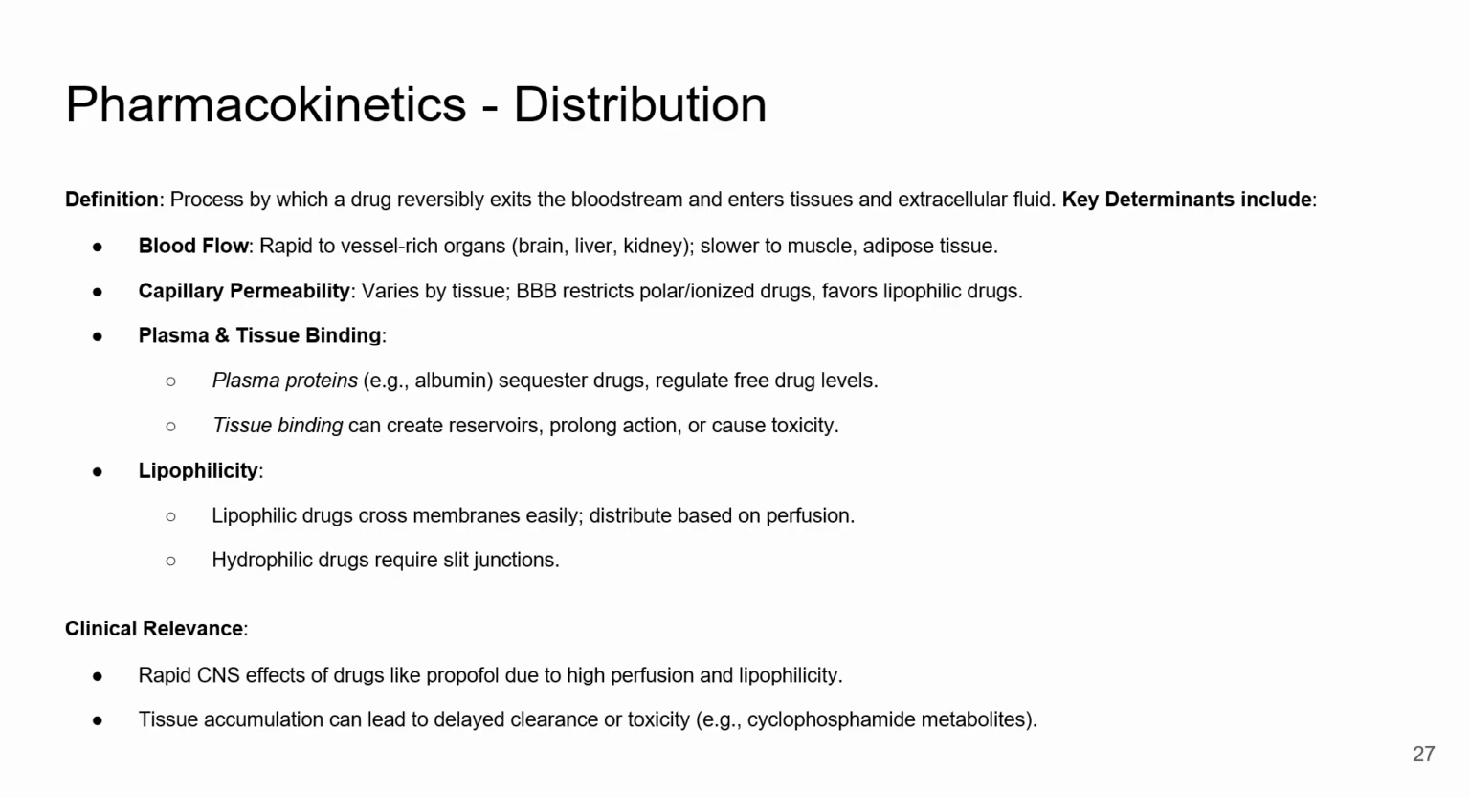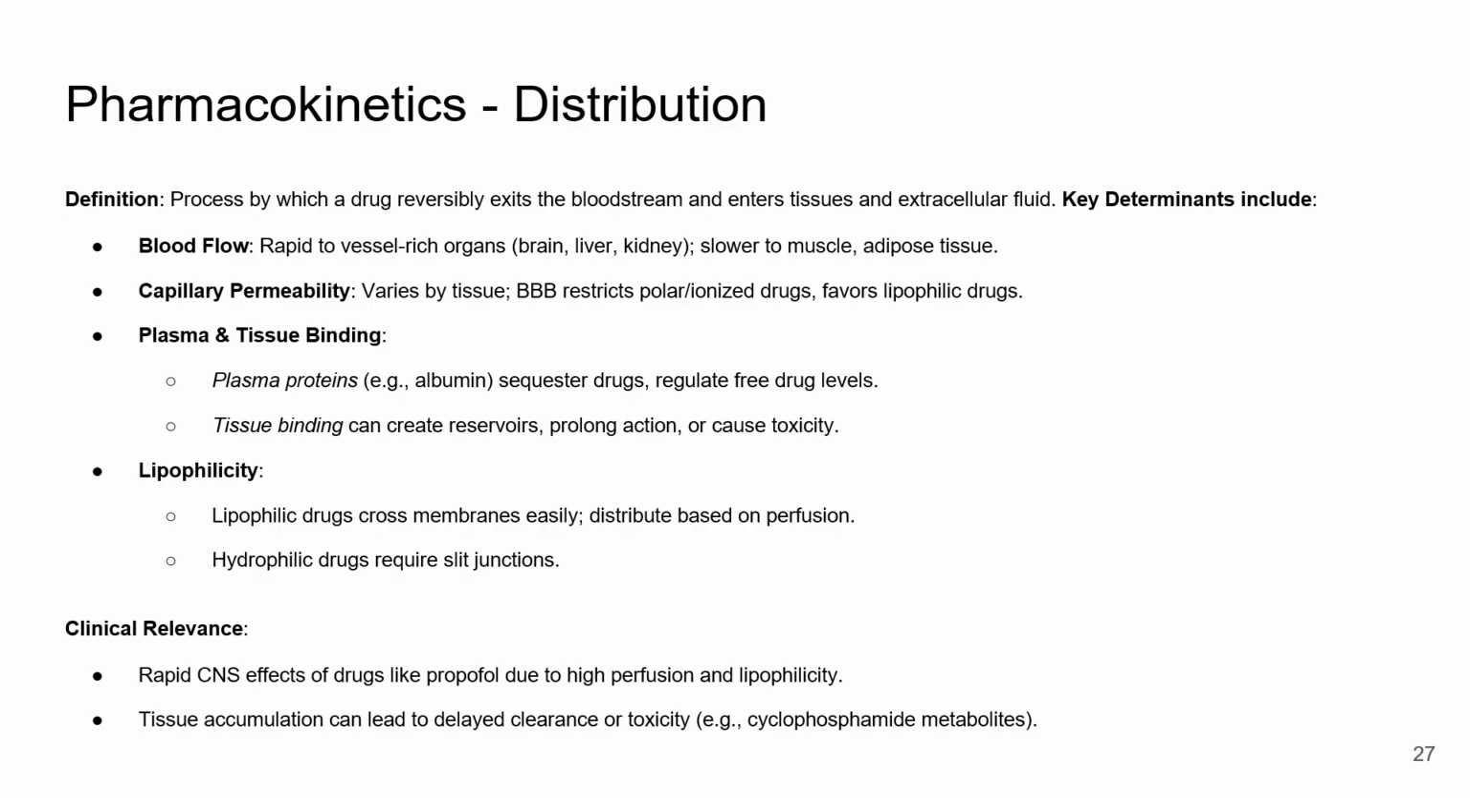And then lipophilicity. This is where lipophilic drugs cross cell membranes more easily, such as the blood-brain barrier, we know allows lipophilic drugs to pass. And this means that lipophilic drugs distribute widely, mostly based on blood flow, because they just need an avenue to get there. In contrast, hydrophilic drugs rely on slit junctions and remain more confined to the bloodstream and the extracellular fluid.